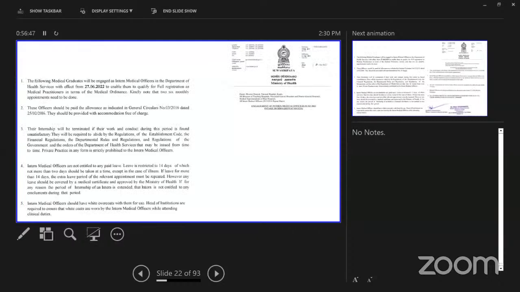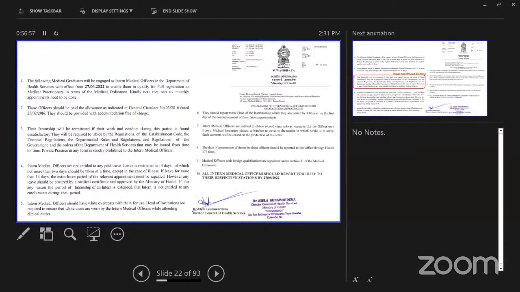So these are some of the key points from last year's circular on intern medical officers. You will see the key things I have mentioned here: internship rules and private practice. Their internship will be terminated if their work and conduct during this period are found to be unsatisfactory. They will be required to abide by the regulations of the establishment code, financial regulations, departmental rules and regulations of the government, and notes of the Department of Health Services that may be issued from time to time. Private practice in any form is strictly prohibited for intern medical officers.